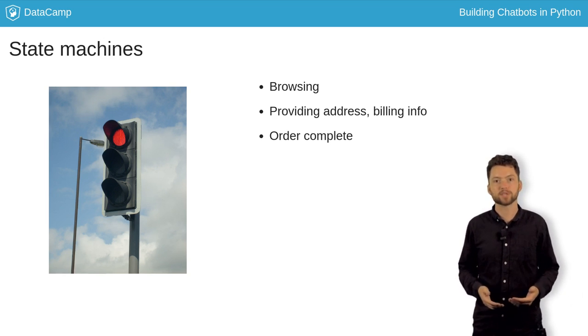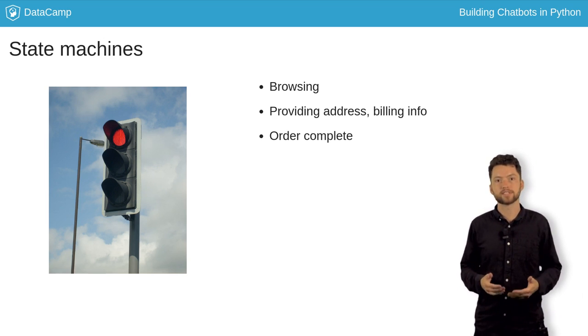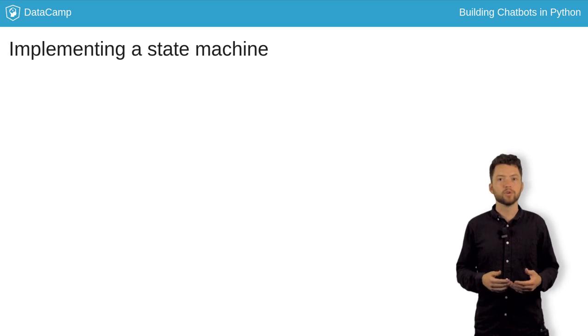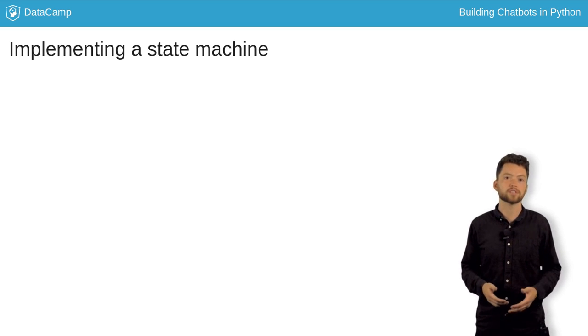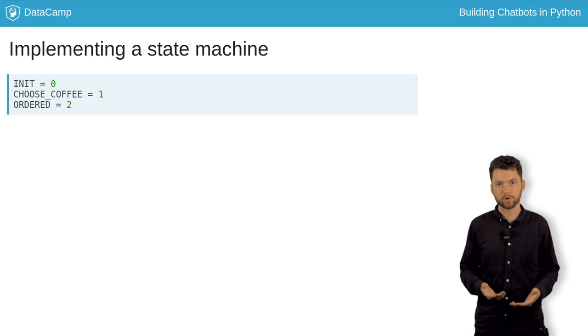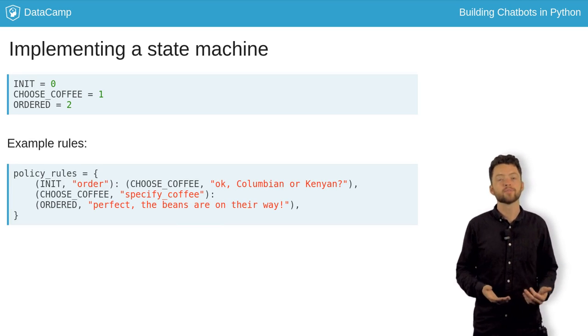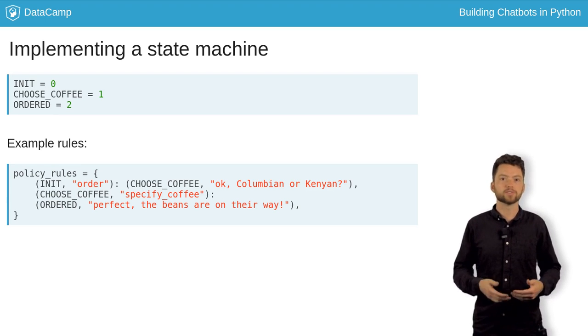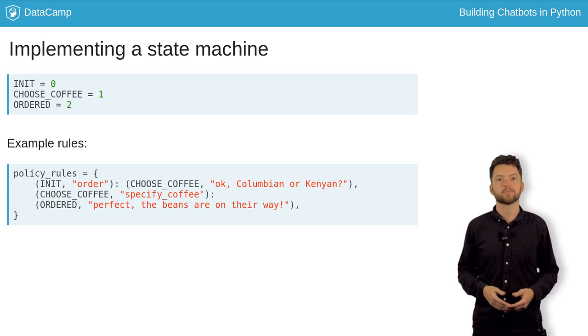To implement a state machine, we need some symbols to define the states, and it's common to use integers for this purpose. You're going to build a coffee ordering concierge. Let's define 3 states: init, choose coffee, and ordered. Then we need to define some rules or events which switch between these states. For example, if we're in the init state and the user expresses an order intent, we should push the bot onto the choose coffee state.